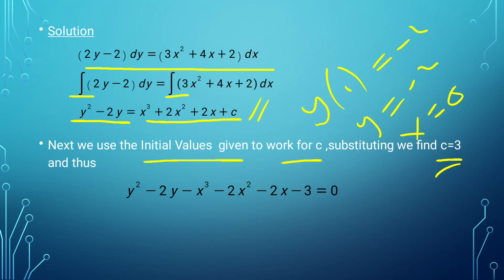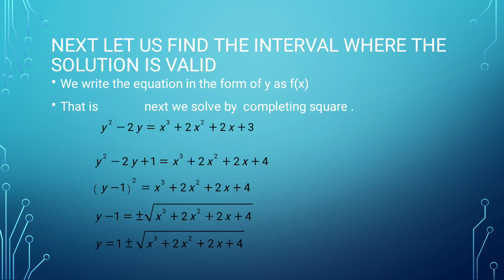Therefore, substituting into the equation and rearranging, you'll find that we have this as the solution for this ODE. This solution here is a particular solution. Now the other part was to look at where the solution is valid. So next, let us find the interval where the solution is valid.